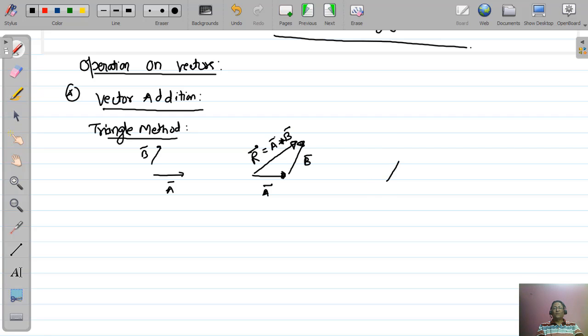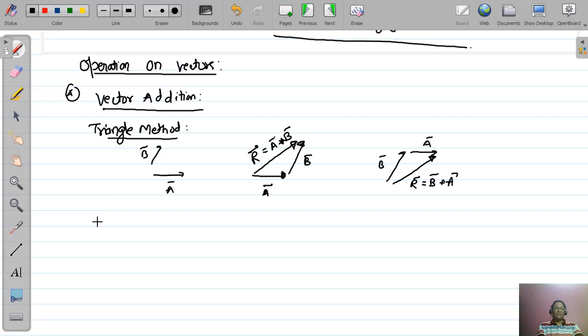If we draw first vector B and then vector A, then the resultant vector from the foot of the first drawn vector to the head of the last vector gives vector R, that is equal to vector B plus vector A. And these two vectors are equal. A plus B and B plus A are equal vectors because their lengths are equal and direction is the same. So this is the way to add the vectors by triangle method.